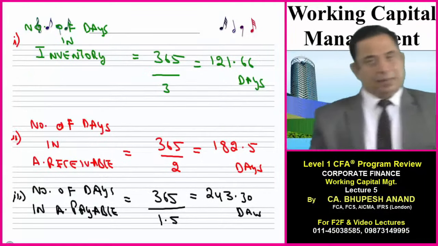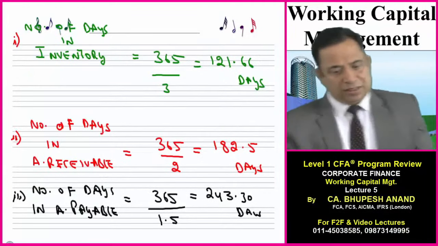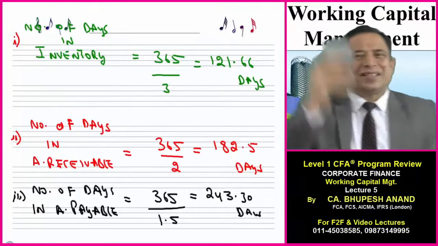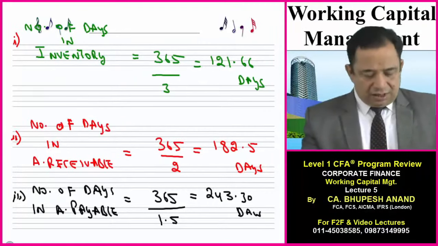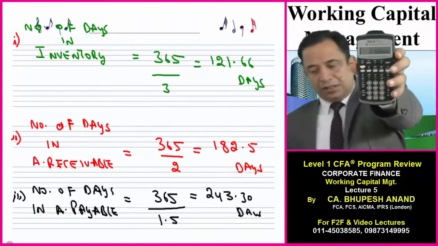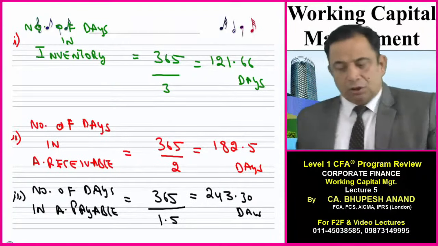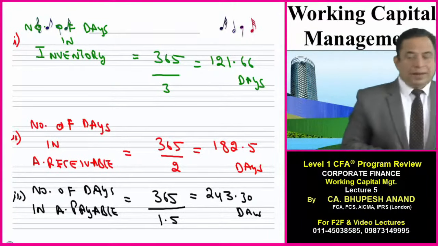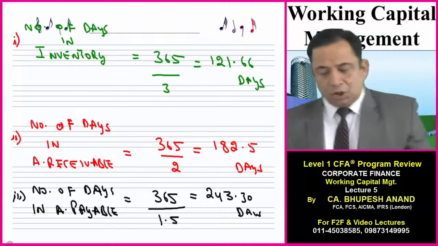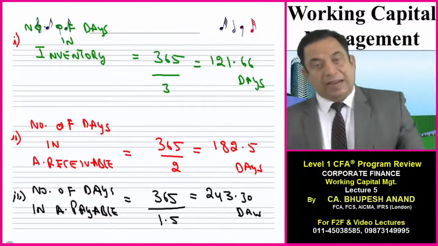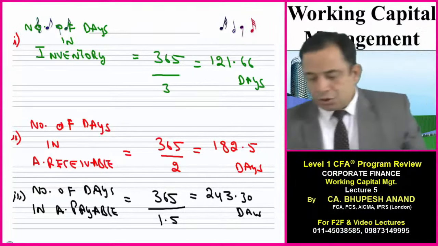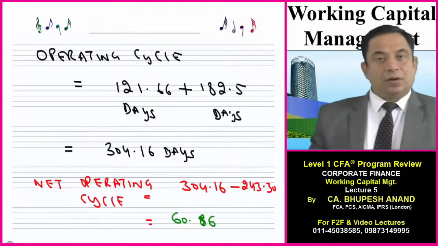then, for example, I have calculated 121.66 days. Please use the calculator, my dear sir. 365 upon 3, that comes to 121.66. Then the number of days in accounts receivable, 365 upon 2, 182.5. Number of days in accounts payable, 365 upon 1.5, that comes to 243.3. So, on the basis of that, we can calculate operating cycle.